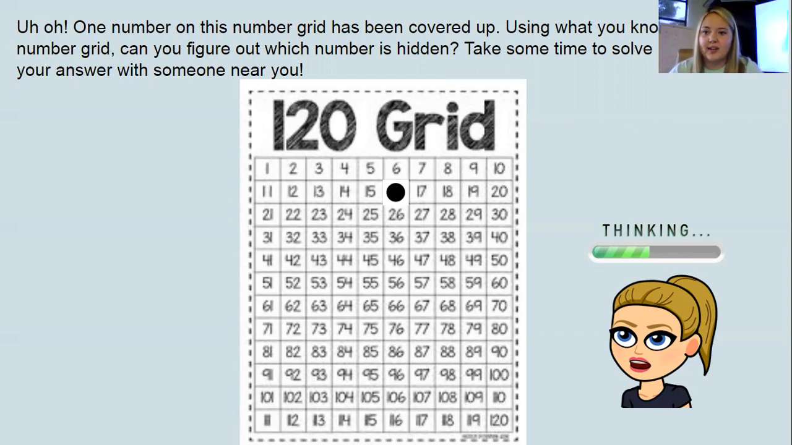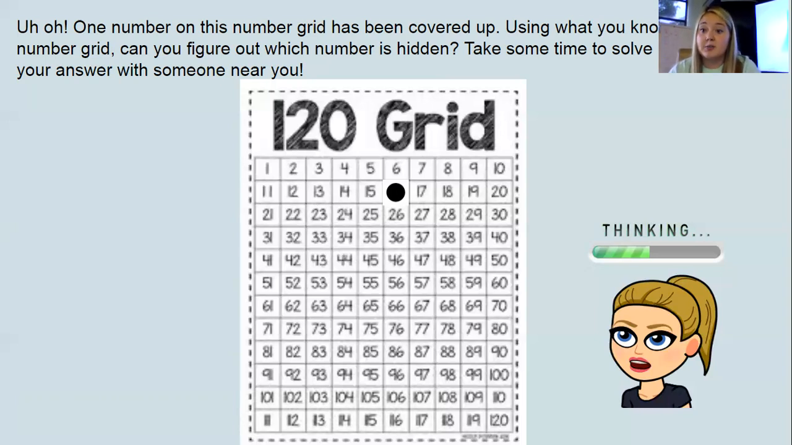Nice sharing, friends. What are some things that you said you did? Did you say you looked at the number before it and after it? Did you say you knew that this number was in between two other numbers so you could figure out which number was in between? What are some strategies that you had? I bet you had some really good ways to figure this out.